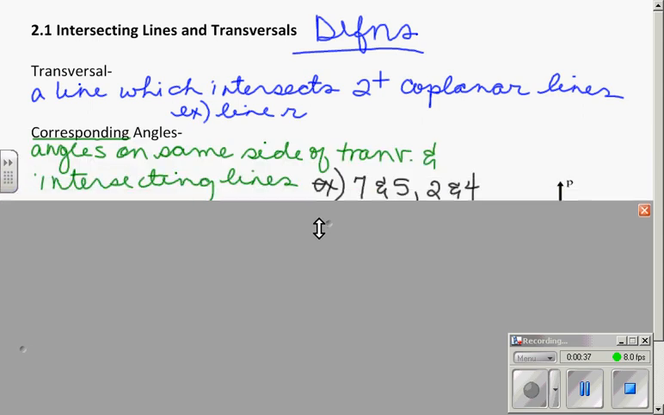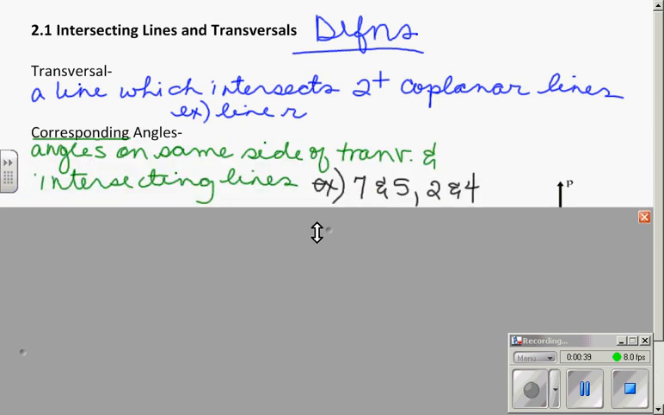Okay. Corresponding angles. They correspond. They're in the same position relative to the transversal and the intersecting lines. So angles in the same side of the transversal and on the same side of the intersecting lines.